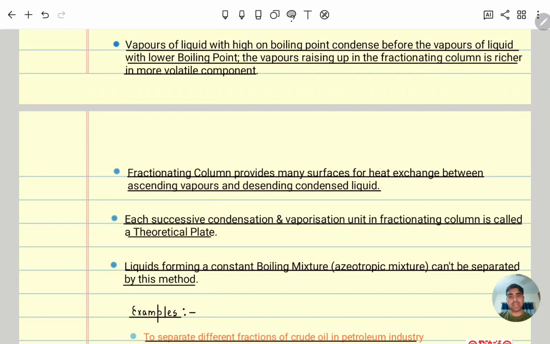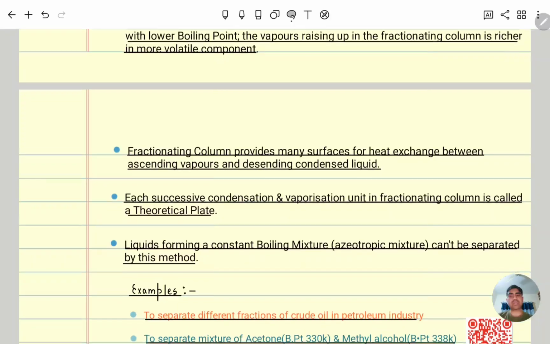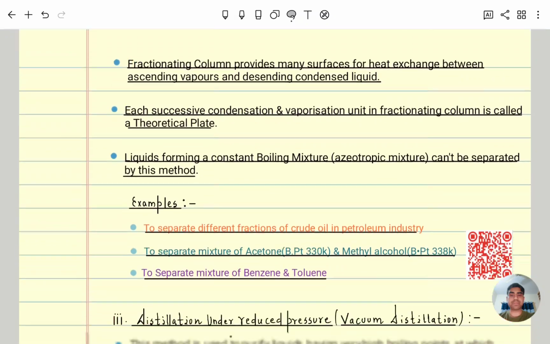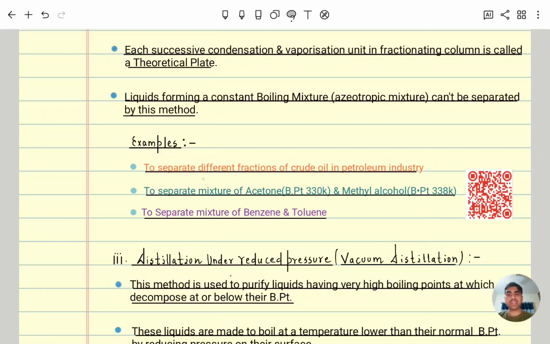Liquids forming constant boiling mixtures, like azeotropes, cannot be separated by fractional distillation, because here the liquid and vapor compositions will be the same. Some examples: in industry, crude oil products like petrol, diesel, kerosene, naphtha, and natural gas are all segregated by fractional distillation. Also acetone and methyl alcohol, and benzene and toluene.